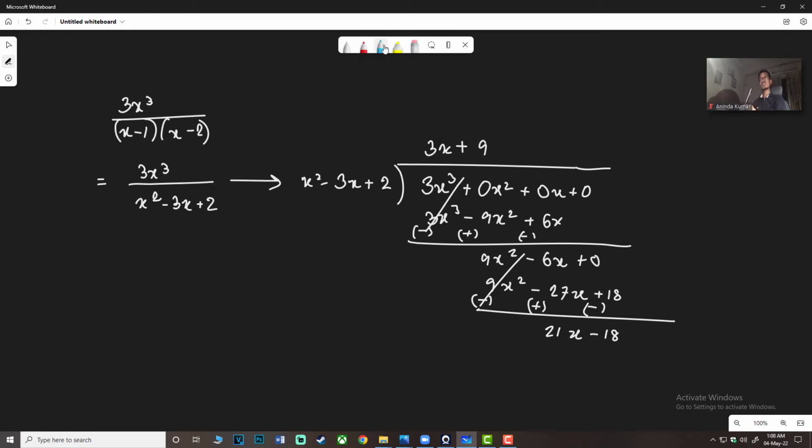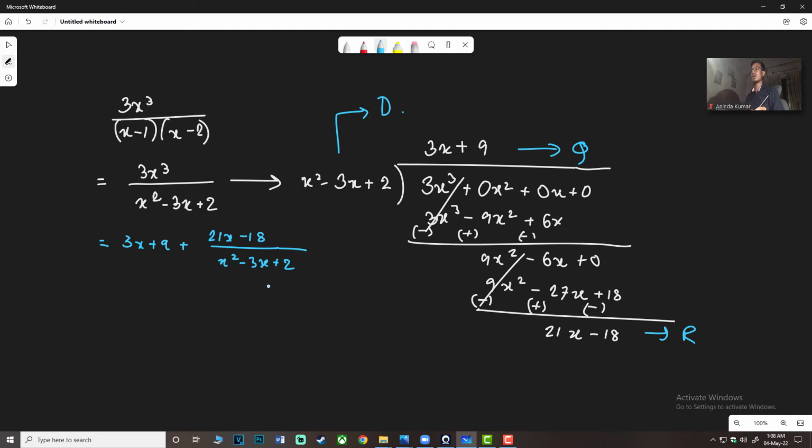We already have our quotient, that is 3x plus 9. We have our quotient, we have our remainder, and we have a divisor. Now what we do is, we write our fraction in this form: quotient plus remainder by divisor. Our quotient is 3x plus 9, our remainder is 21x minus 18, and our divisor is x square minus 3x plus 2.